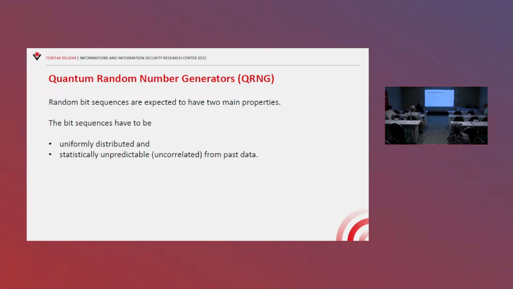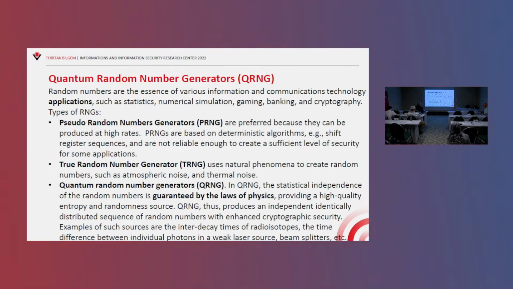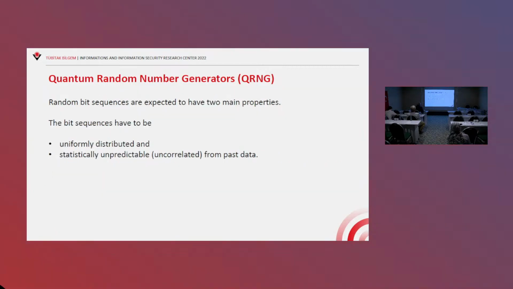Let me give some examples. For instance, the decay time of an isotope, the beta decay. This time is a random source, and the randomness is guaranteed by quantum physics. And similarly, beam splitters. A photon hitting a beam splitter, whether it will be reflected or transmitted, is also related to quantum physics. That's also a real random number source.